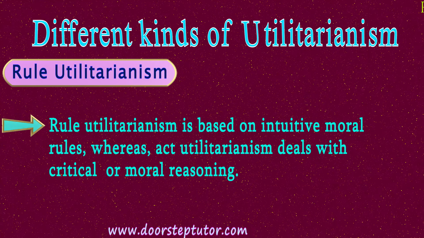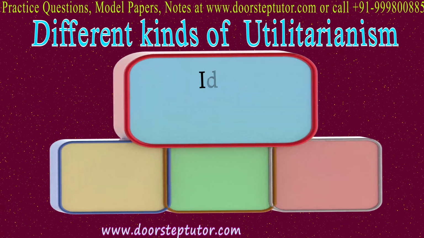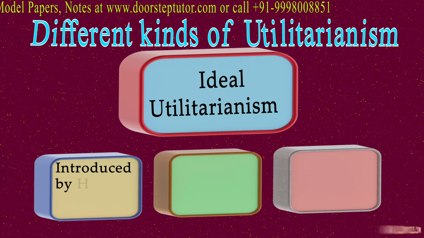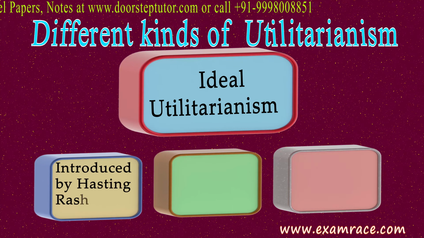The difference is that the former, that is rule utilitarianism, is based on intuitive moral rules, whereas act utilitarianism deals with critical or moral reasoning. Like we have just read, it deals with a code of conduct. The sixth kind is ideal utilitarianism. This is introduced by Hastings Rashdall.